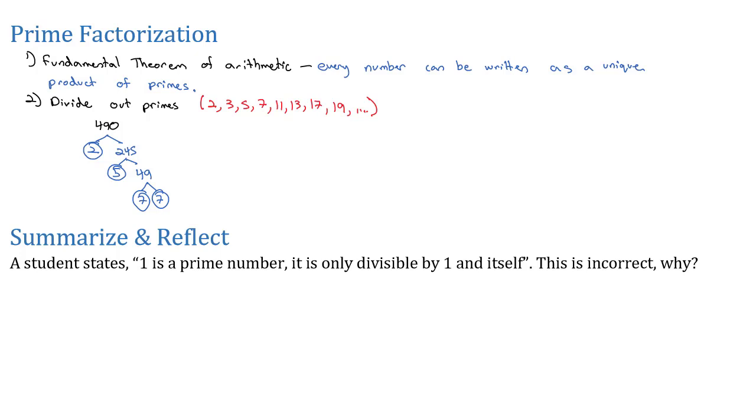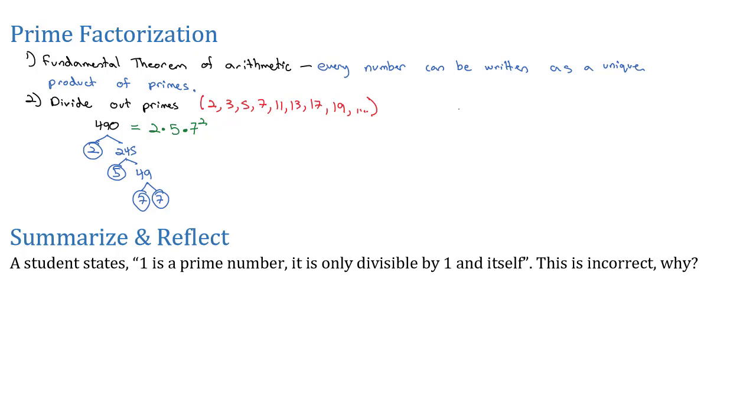And when we take those circled numbers, all of those prime numbers together, those will build the prime factorization. 490 is equal to 2 times 5 times, and because we have the 7 appearing twice, we'll write it as an exponent, 7 squared. That is the prime factorization. It's the only list of prime numbers that will multiply to 490.